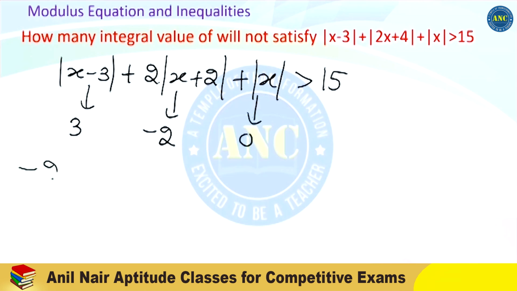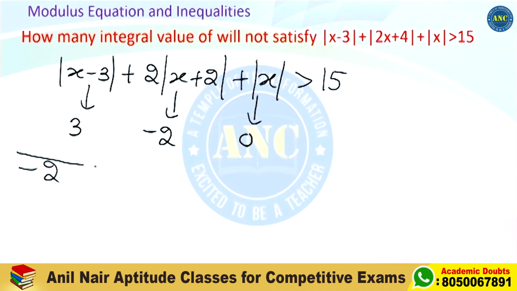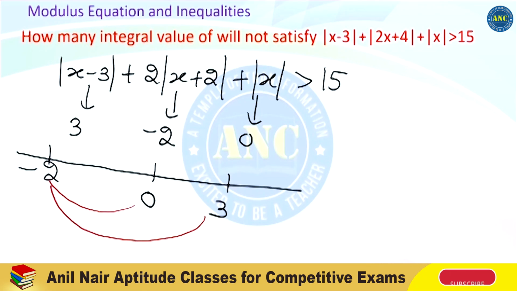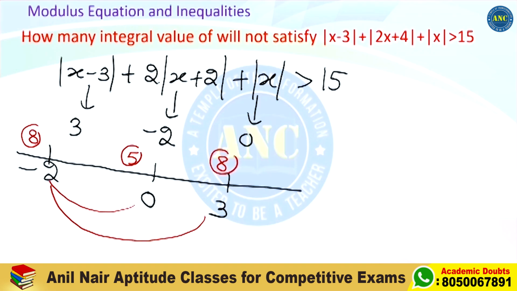On a number line, this is minus 2, this is 0, this is 3. Minus 2, 0 and 3. At minus 2, here it is 2, here it is 5. 2 plus 5 is 7, so remaining is 8. At 0, 2 plus 3 is 5, 5 plus 3 is 8. It is nothing but 8.